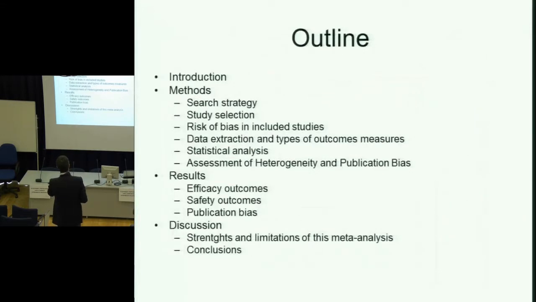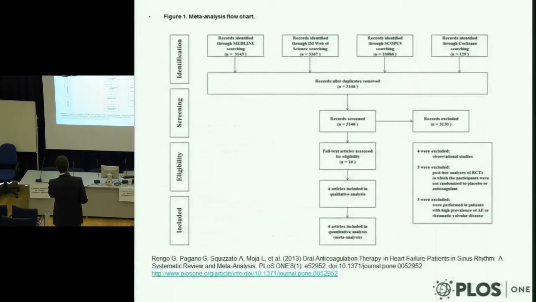So this is the outline of a systematic review: the introduction, the method, the results. I don't go through the discussion with strengths, limitations and conclusions, okay? And these are some key elements. This is the flow of the studies. I think that you spoke a bit about search strategies and what the outputs are.